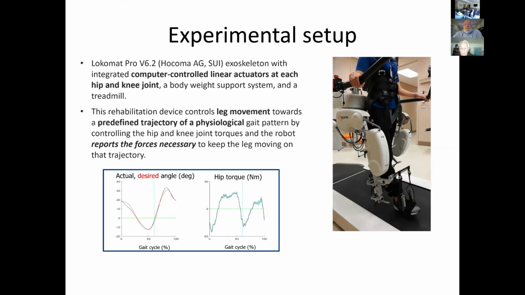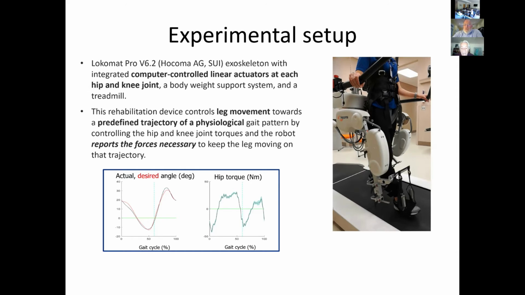The robot has an assist-as-needed mode, and so the instructions to the patient are to try to match the robot, not try to walk faster or let the robot carry you, but in fact work with the robot to walk in the greatest synchronization possible between yourself and the robot. The other thing I would point out is the robot is very good at keeping your leg in exactly the right position at exactly the right time.